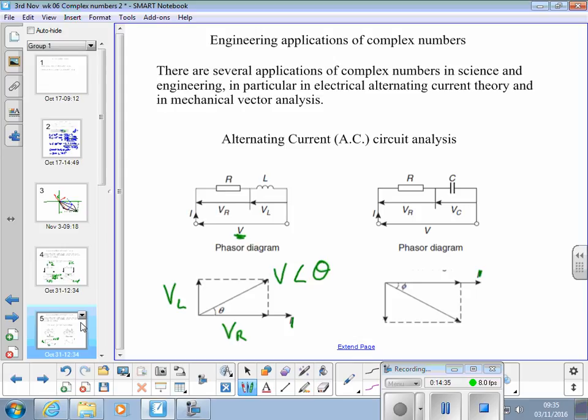Over here, we've got a similar thing. This is VR along the horizontal. This is VC, 90 degrees out of phase in the opposite direction. They're completely 180 degrees out of phase with VL. The negative J term when we look at our complex number. And then we get V at angle theta there. Again, these angles could be expressed in either radians or degrees.